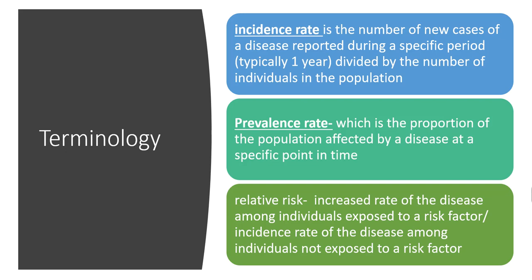Okay, now relative risk is the incidence rate of the disease among individuals exposed to a risk factor divided by the incidence rate of the disease among the individuals who are not exposed to a risk factor. So you are trying to find a relativity. For example, you are studying lung cancer, and you are trying to find out how many of the people who developed lung cancer were smokers and how many were not smokers. So you found out the relative risk, how much is the risk that a person who is smoking is going to develop lung cancer, right?